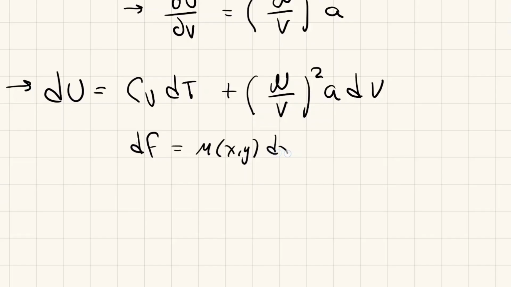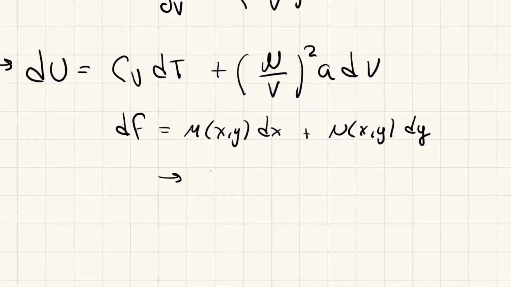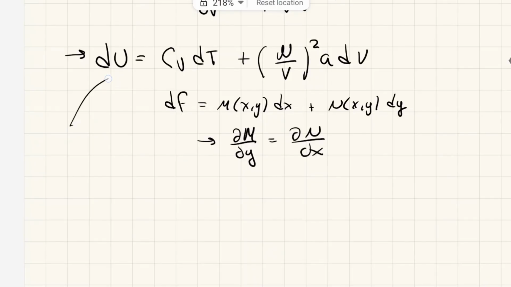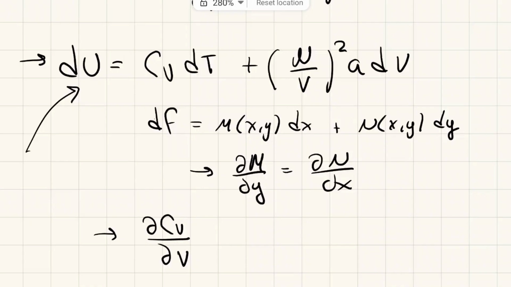Remember that when you have the total differential of a function given as a function of x comma y times dx, and then another function of x comma y times dy, looking that this is an exact differential, it follows that the derivative of M with respect to y is equal to the derivative of N with respect to x, right? So if we apply this knowledge to our dU, we get easily that the derivative of Cv with respect to V, recall that you need to take the derivative with respect to the variable of the other differential element, right? In this case, for this one will be the volume, and for this one it will be the temperature.